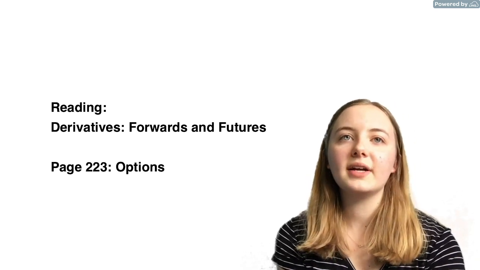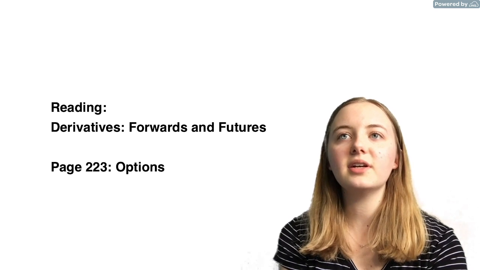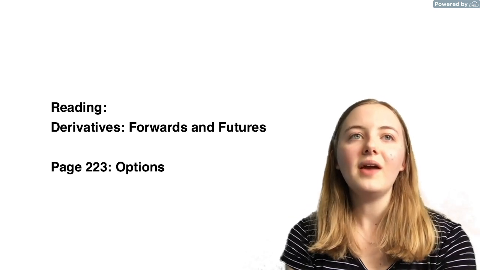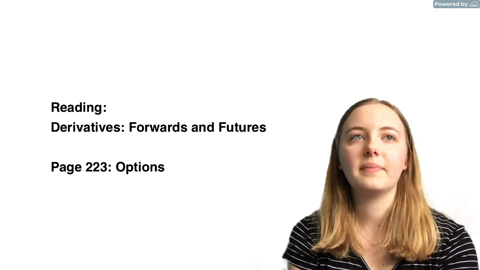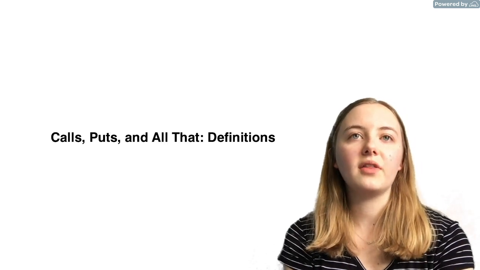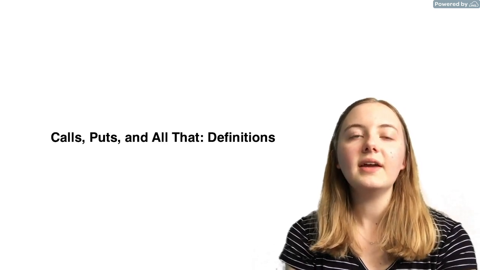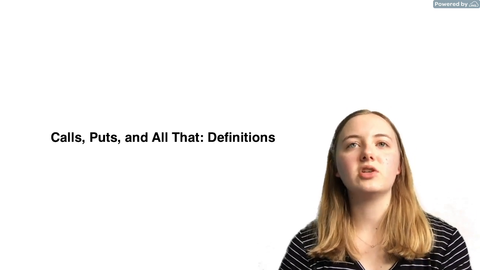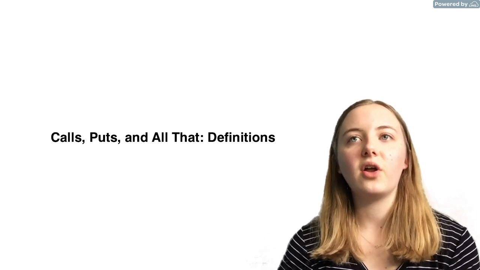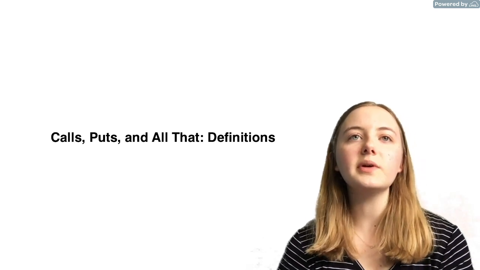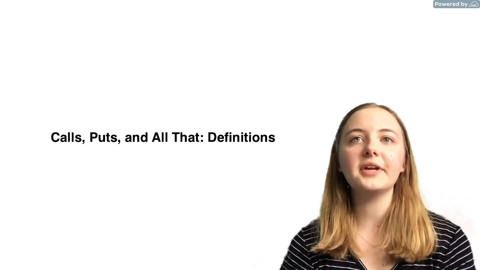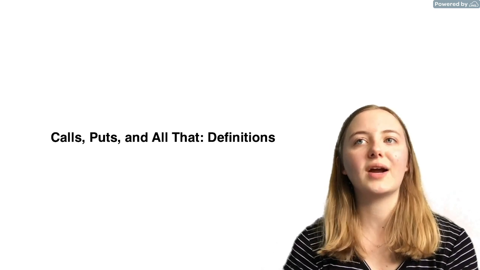Before we learn how to price options, we'll need to master the vocabulary used to describe them. Once we have the language, the next step is to move on to how to use options and how to value them. Calls, puts, and all that: definitions. Like futures, options are agreements between two parties. There is a seller, called an option writer, and a buyer, called an option holder. As we will see, option writers incur obligations while option holders obtain rights.